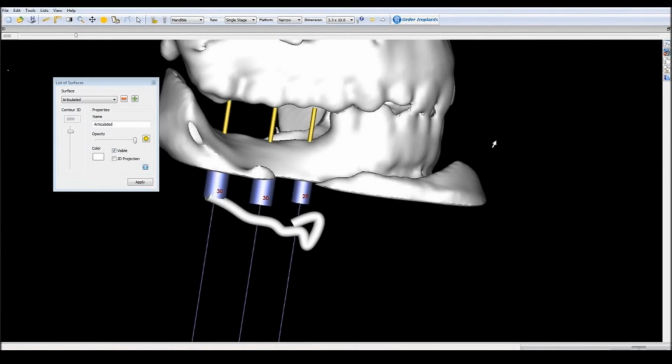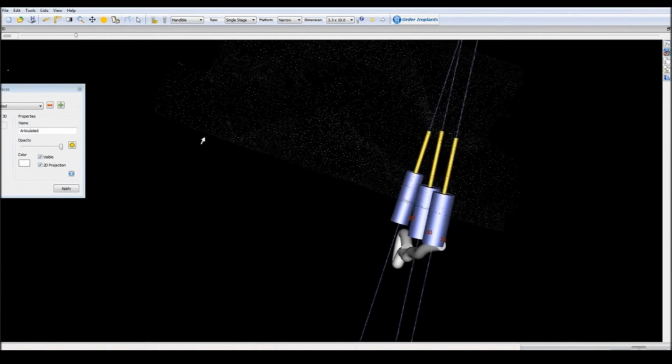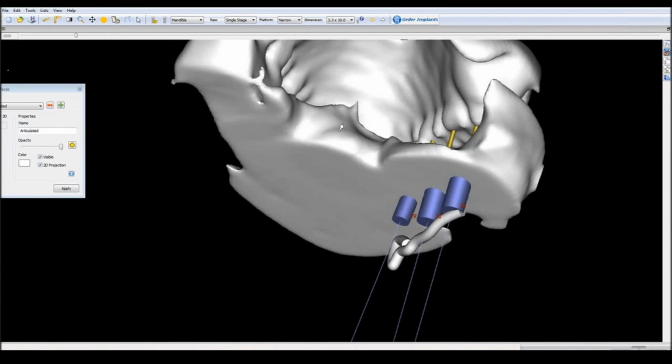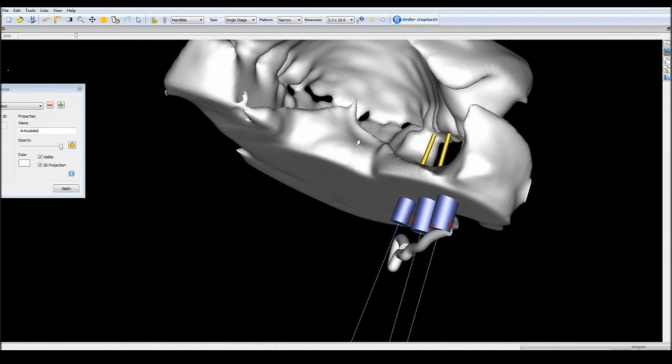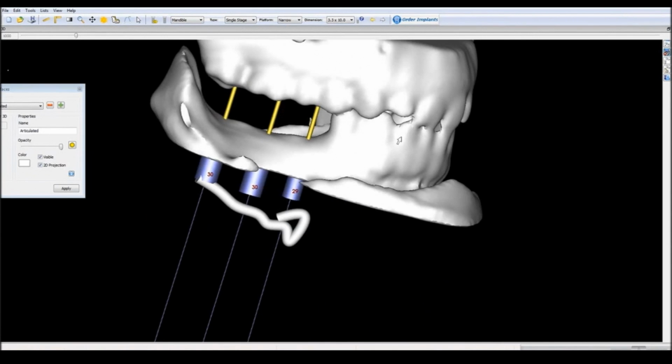Now what's nice about the software is that I can then project cross-sections of the articulated models onto the cross-sectional views of the patient's arch. But in the meantime, you still can get a look, as you would if you were using a typodont, to see where the center lines of these implants articulate with the opposing arch.